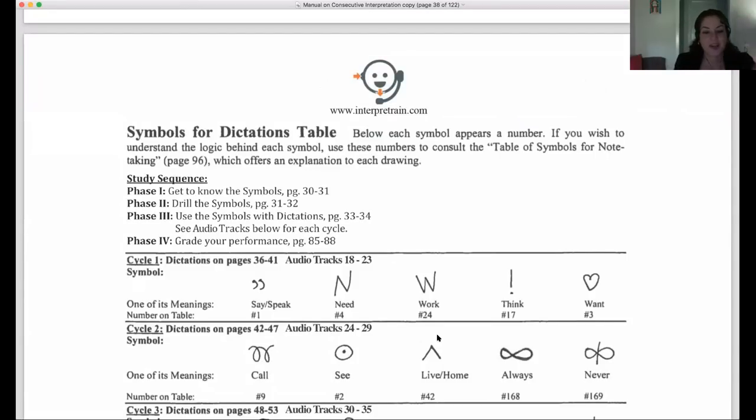On page 35, these are the faces you're going to be doing, creating your cards. Every time you move on to a new cycle, do it cumulatively. Do it with the previous cards you created too.